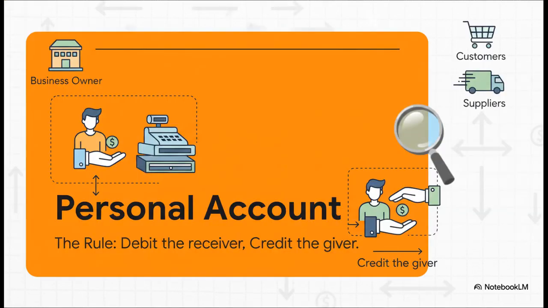First up, personal accounts. Anytime you're dealing with a person, a customer, a supplier, even the owner of the business, that's a personal account. And the rule here is super logical. Debit the receiver, credit the giver. So whoever gets something is the debit, and whoever gives something is the credit.